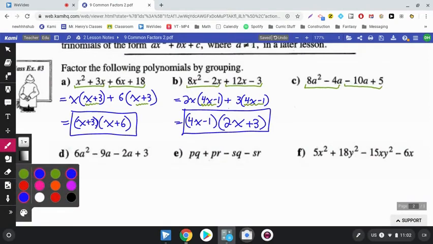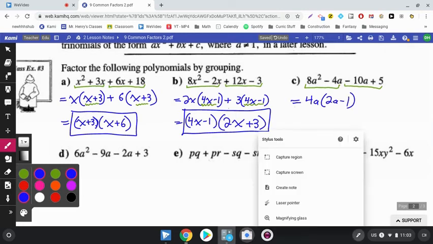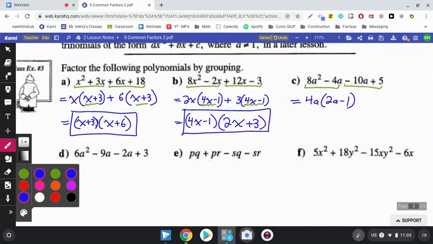So now I'm going to separate by grouping, and I'm going to say, well, I could look at the first 2 terms, and I could look at the second 2 terms. Okay. First group, 8a squared minus 4a, I could factor out a 4a, and you'd be left with 2a minus 1.